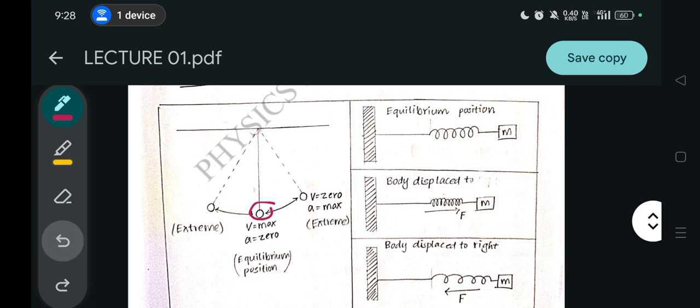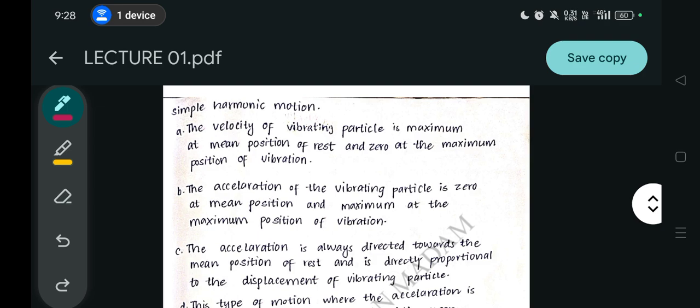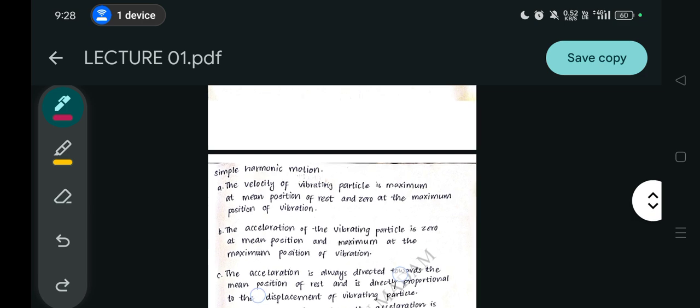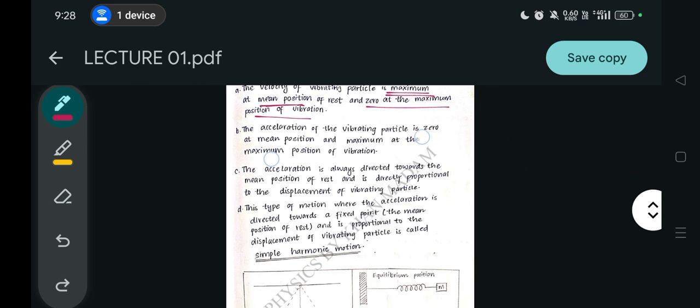These are the same things that I have mentioned here. If you get a question in the examination, what is simple harmonic motion, you have to draw this particular diagram and explain it in words: the velocity of the vibrating particle is maximum at the mean position of rest and 0 at the maximum position of vibration, right?